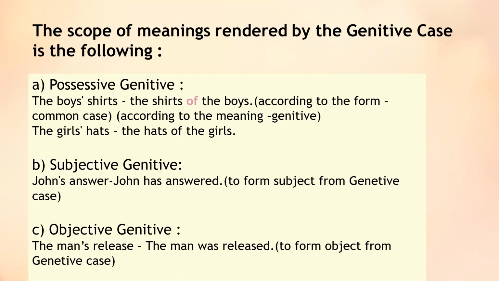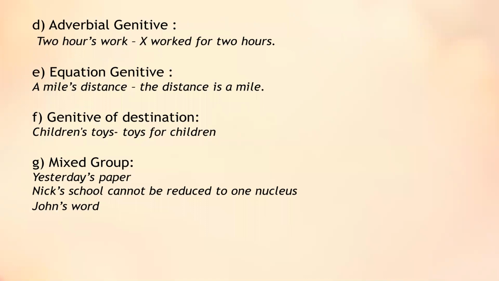Subjective genitive, example: John's answer, or John has answered, to form a subject from the genitive case. As an objective genitive, an example could be the man's release, or the man was released, as to form an object from the genitive case. The example for adverbial genitive: two hours' work. So someone worked for two hours. Or equation genitive, example: a mile's distance, as the distance is a mile.